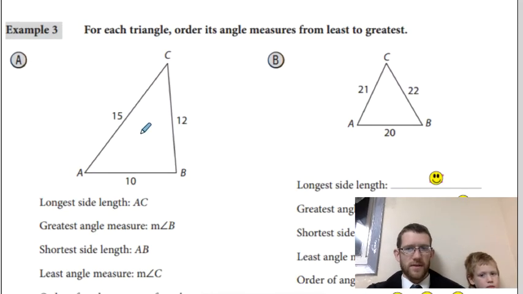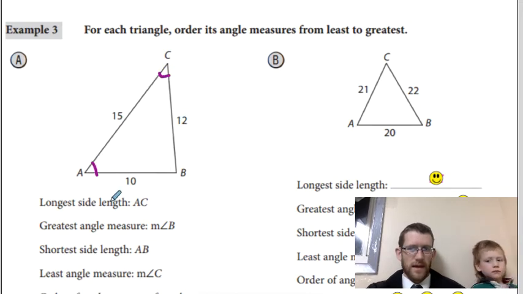So these are relatively simple. For example, this one says, for each triangle, order its angle measurements from least to greatest. This side is smallest, so therefore C is the least, second smallest, then A, and then B. So it'd be CAB.